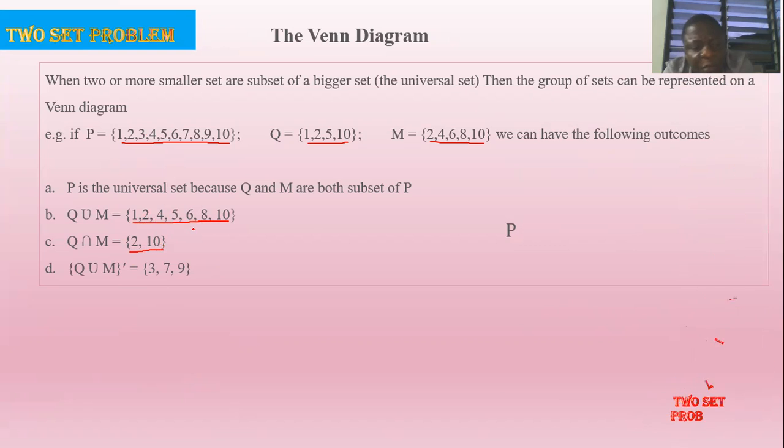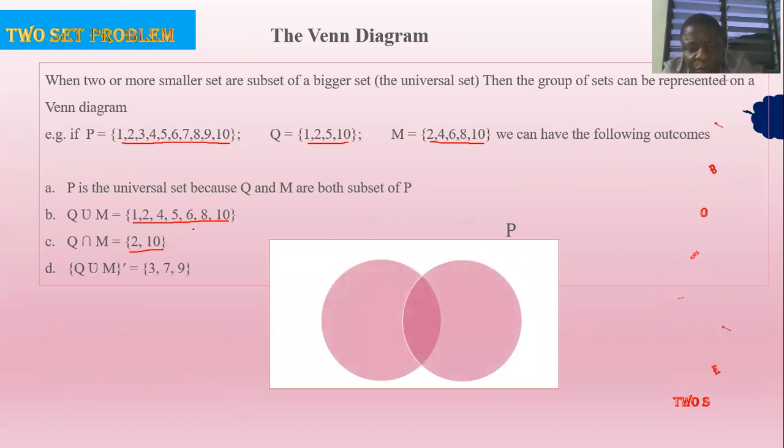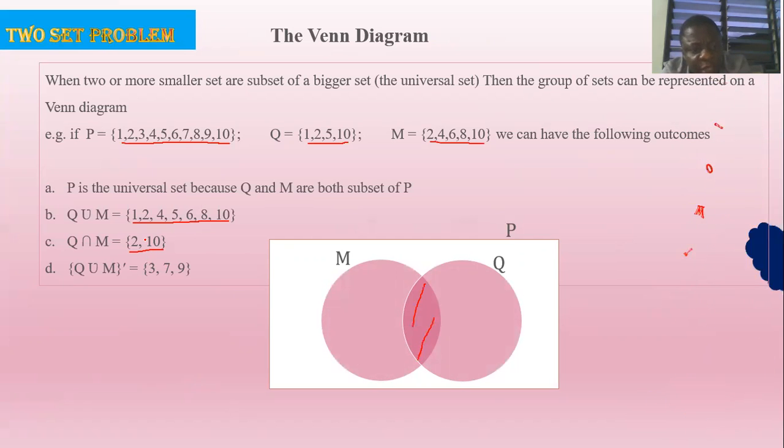Let's see how we represented them on the Venn diagram last week. The P will represent the rectangle, whereas M and Q will represent the two loops. This region, where the two circles overlap, will contain the elements 2 and 10, which are common to both Q and M.